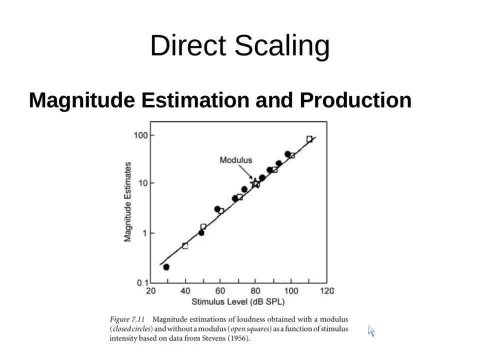Here's an example of a graph that shows where the modulus might be. For this particular figure, the closed circles are with a modulus and the open squares are without a modulus. But you see they're very similar. You don't see a significant difference between the two. They're all clustering around that linear slope of 1. So whether you have the modulus or not, it doesn't seem to make a very large difference.